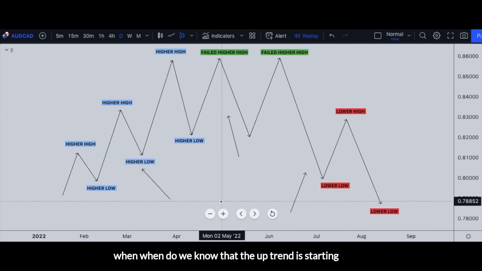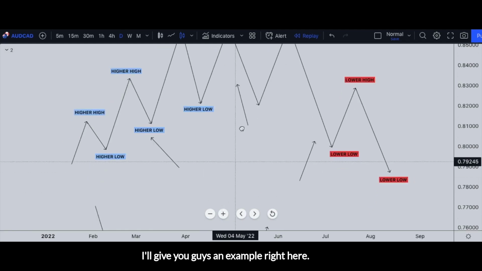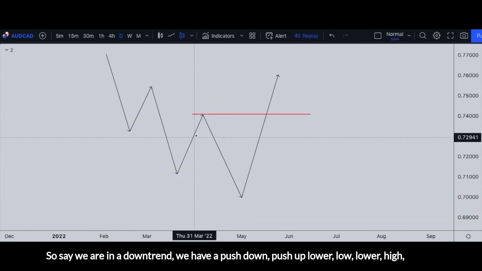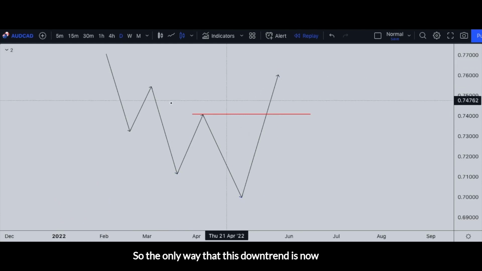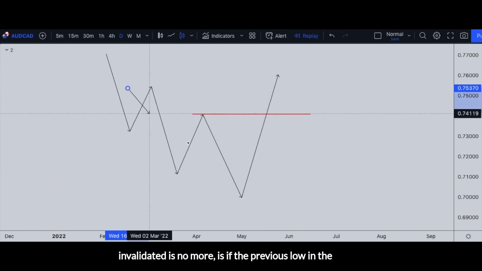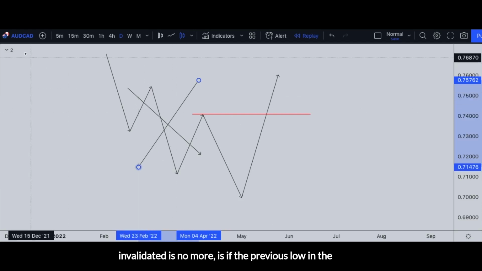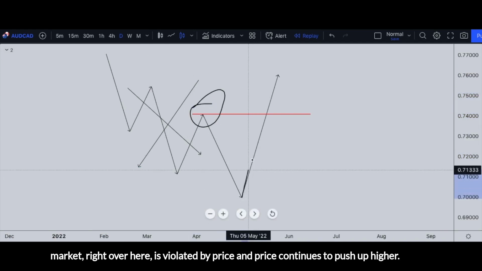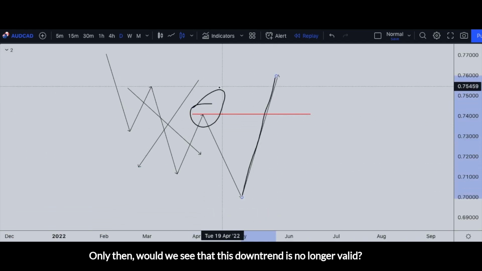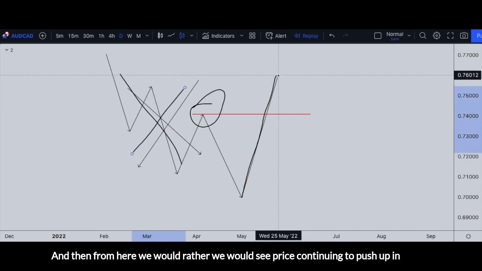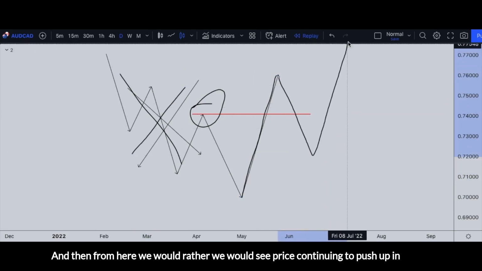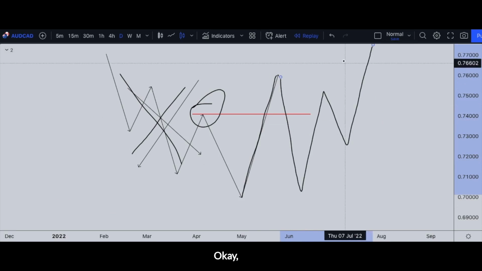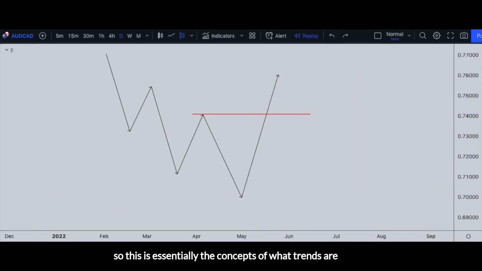Now, when do we know that the uptrend is starting to die out and the downtrend is starting to form? I'll give you guys an example right here. So say we are in a downtrend. We have a push down, push up, lower low, lower high, lower low. The only way that this downtrend is now invalidated is if the previous low in the market right over here is violated by price and price continues to push up higher. Only then would we see that this downtrend is no longer valid, and then from here we would see price continuing to push up in an uptrend, or we would see price start to consolidate before pushing up into an uptrend. Okay, so these are essentially the concepts of what trends are.